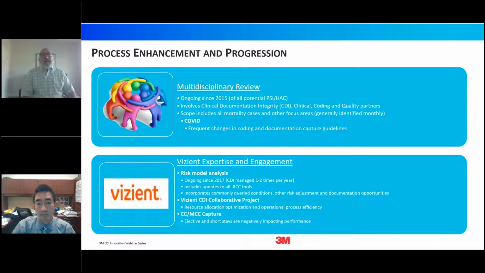alleviate or keep our query rates lower, because if physicians or certain groups have a lot of queries in one area, then we try to incorporate that into the tool. The tool also is managed twice a year. So if Vizient redoes their models, we go back in and redo our tools.